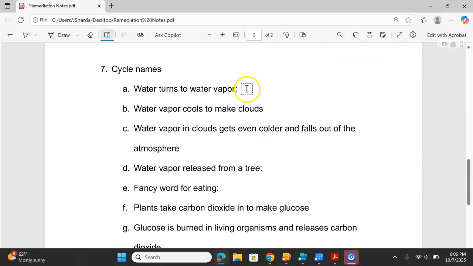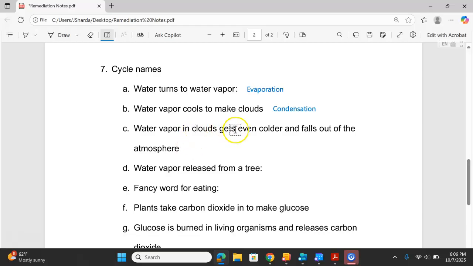Alright, so some cycle names. When water turns to water vapor, think about a lake and having a mist rising up out of it. This is called evaporation. Most of you get that one okay. Alright, when water vapor cools to make clouds, this is condensation. Water vapor molecules are moving closer together when they get cooler, and this makes them visible, okay, but not quite heavy enough to fall out of the clouds.